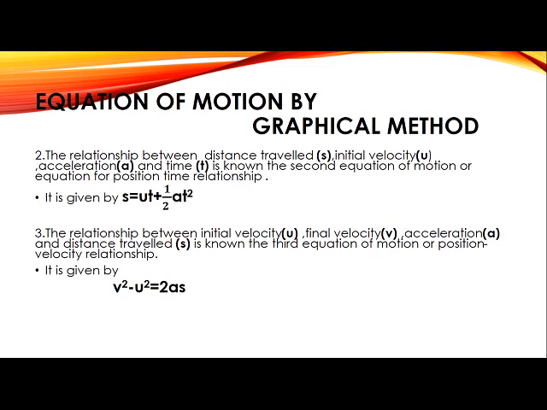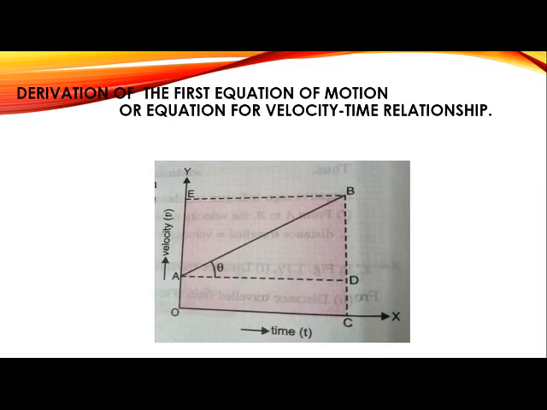The second equation talks about the relationship between the distance, initial velocity, time and the acceleration. And this equation is also known as the position time relationship. It is given by s is equal to ut plus half at square. Children, the third equation talks about the relationship between the initial velocity, final velocity, acceleration and the distance. This equation is also known as the position velocity relationship, and it is given by v square minus u square is equal to 2as.